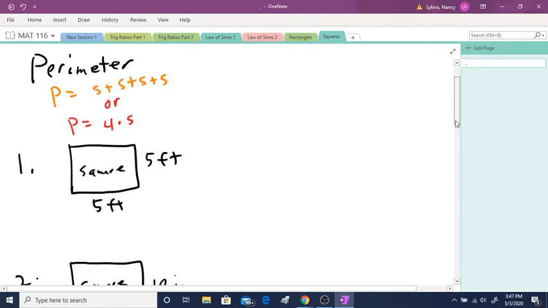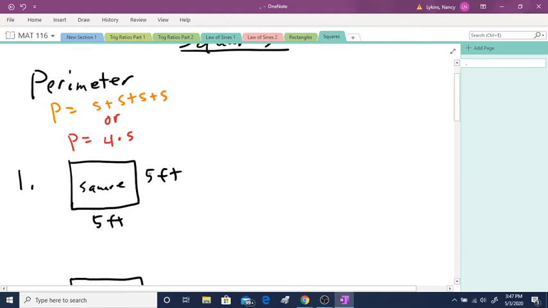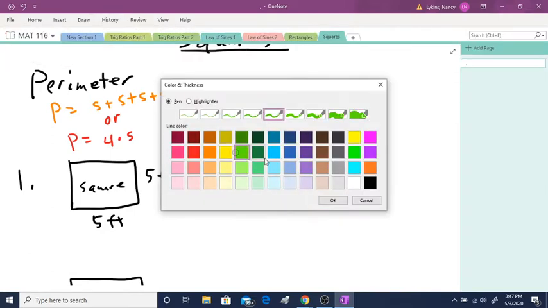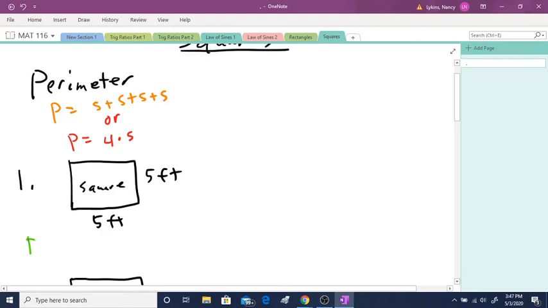Now, I'm just demonstrating, number one, that all of the sides are the same. So that means I've got 4 different 5s. So it depends on which formula you want to use. Some of us may just say 5 plus 5 plus 5 plus 5 equals 20, and since they're all in feet, it's going to be 20 feet because perimeter is always the same unit.